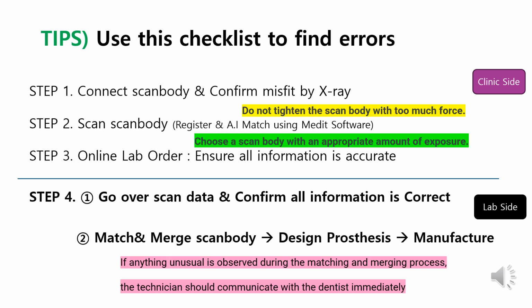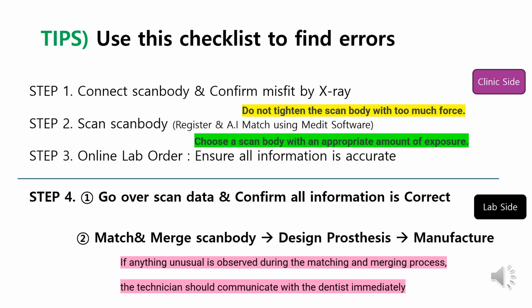In Step 1, do not tighten the scan body with too much force. In Step 2, choose a scan body with an appropriate amount of exposure and match it in advance on the Medit Link program. In Step 3, verify once again that the information is accurate before ordering online. In Step 4, if anything unusual is observed during the matching and merging process, the technician should communicate with the dentist immediately.